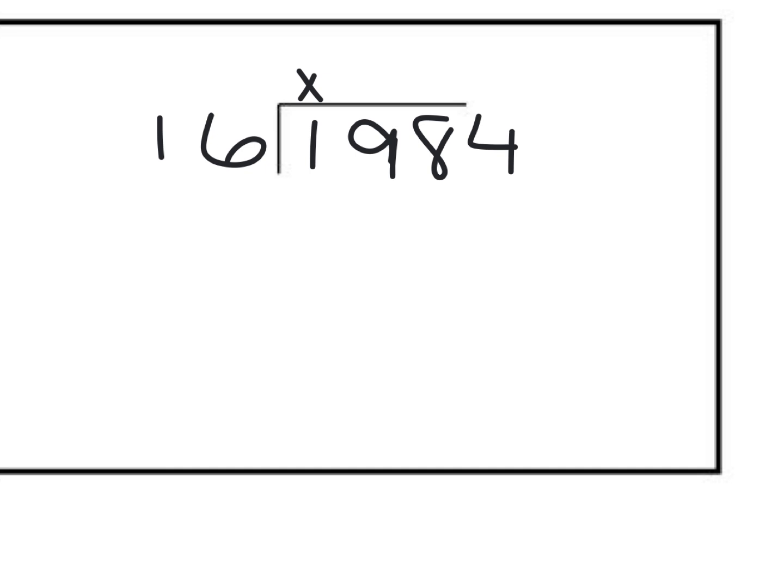So then we're going to go to the next number. Does 16 go into 19? Yes. How many? Once. Very nice. Then we said, okay, I got to multiply. 1 times 16 is 16. And then we do what? We subtract. We get and bring down the 8. And then we do it all over again.